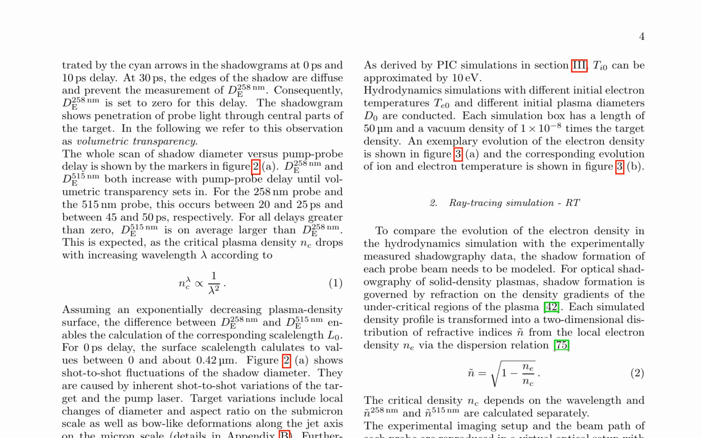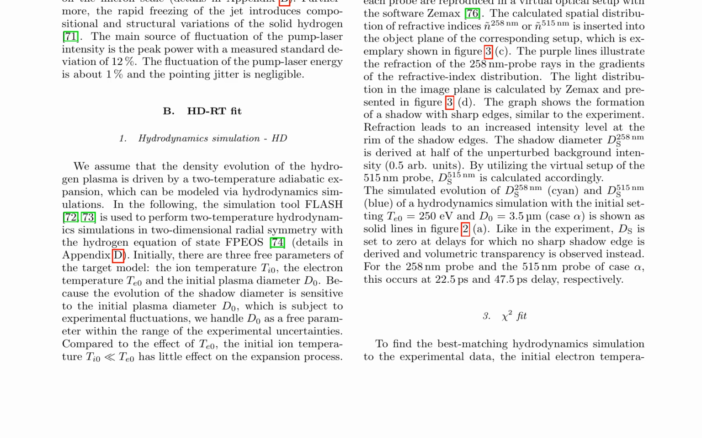the simulated density profile into a two-dimensional distribution of refractive indices via the dispersion relation. The calculated spatial distribution of refractive indices is inserted into a virtual optical setup, reproducing the experimental imaging setup and beam path. The light distribution in the image plane is calculated, showing the formation of a shadow with sharp edges. The simulated evolution of the shadow diameter is compared to the experimental data, with a Chi2 fit used to find the best matching hydrodynamics simulation.